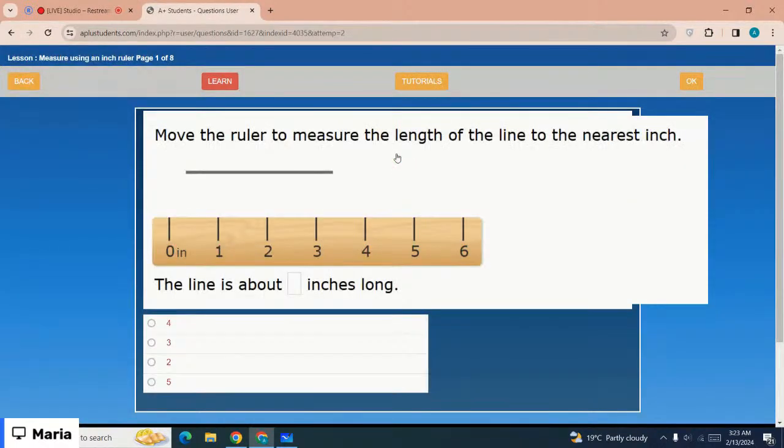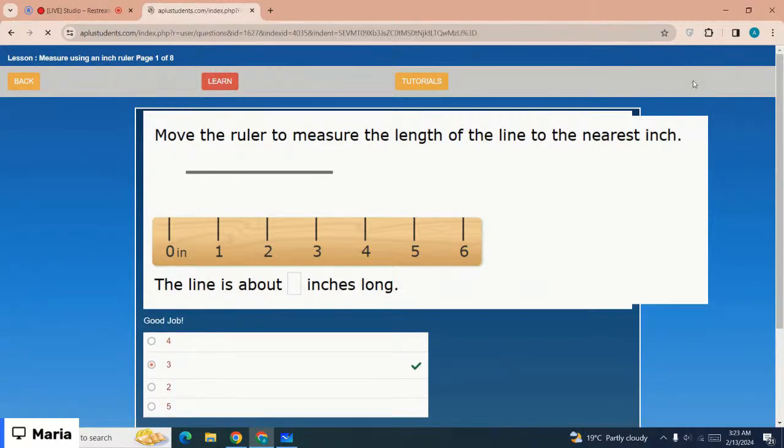Move the ruler to measure the length of the line to the nearest inch, so which is the correct option? You have to align this zero with the left end of the line, and then you have to measure. That is along 3 inches. The line is along 3 inches long. Got it?